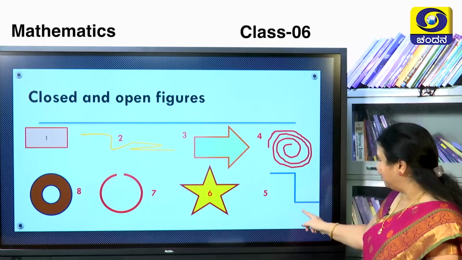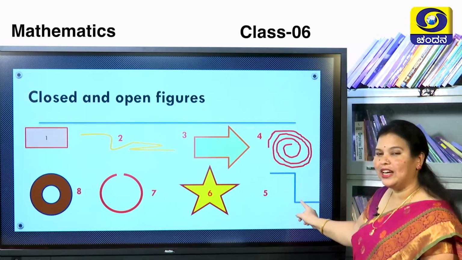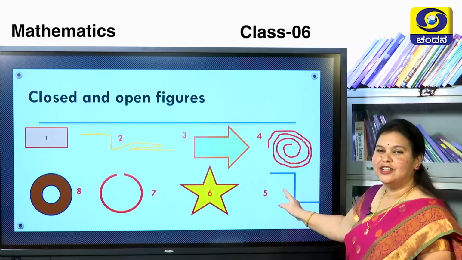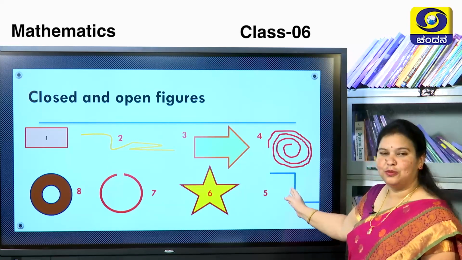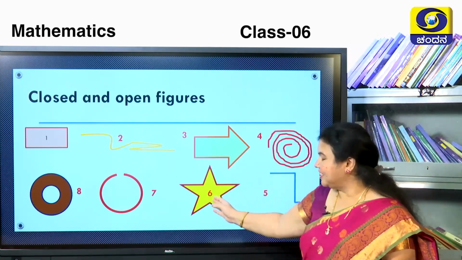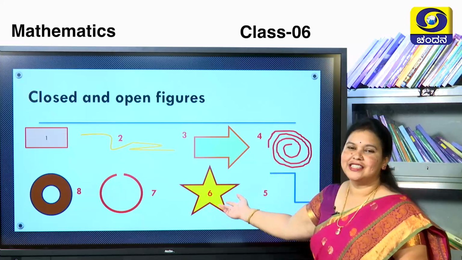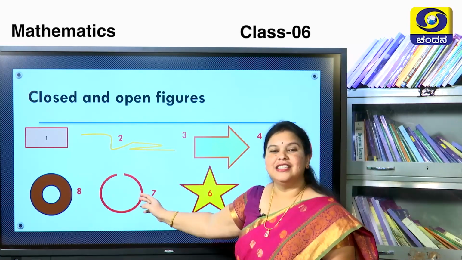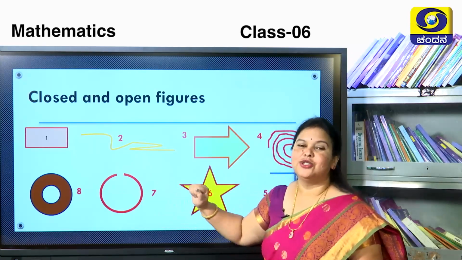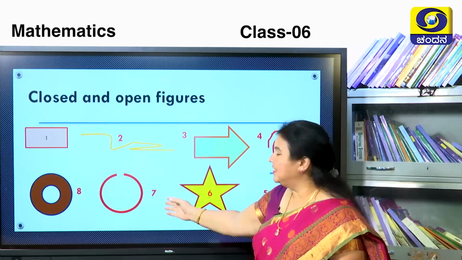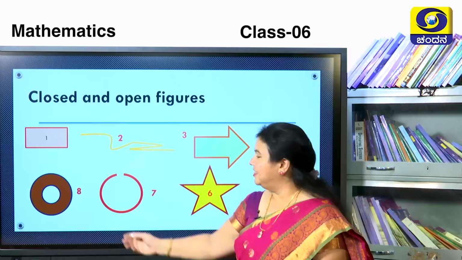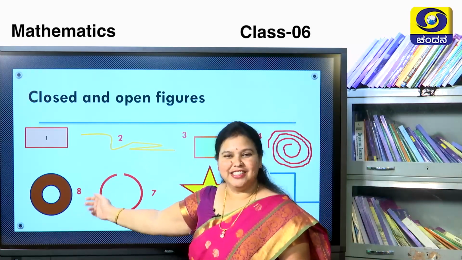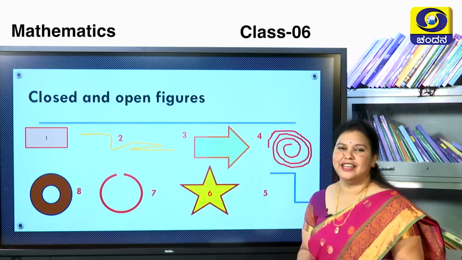And in the fifth one, this also has two ends. It's a line. So we can call it an open figure. And in the sixth one, yes, obviously it's a closed figure. You observe in the seventh figure, the circle is incomplete here. So definitely we can say that it's an open figure. Yeah, it's a donut and it's a closed figure. We'll see the next one.